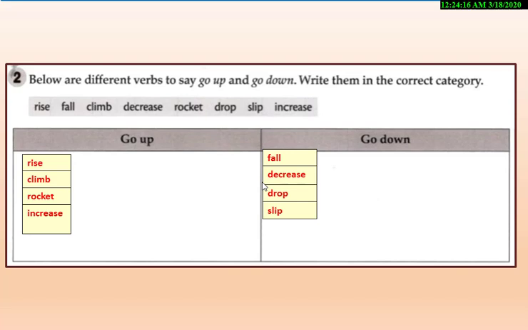Now instead of saying go up, we can say rise, climb, rocket, and increase. And instead of saying go down, we can say fall, decrease, drop, slip. Now check your answers.